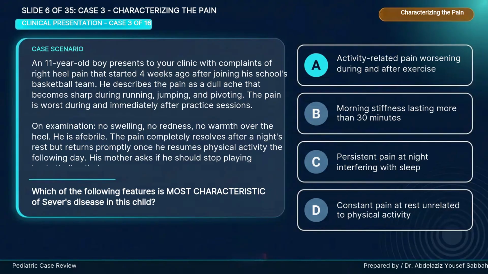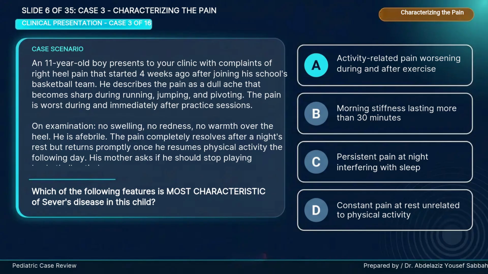Case 3. An 11-year-old boy presents with right heel pain that started 4 weeks ago after joining his school basketball team. He describes the pain as a dull ache that becomes sharp during running, jumping, and pivoting, and is worse during and immediately after practice sessions. On examination, there is no swelling, no redness, and no warmth over the heel. He is afebrile. The pain completely resolves after a night's rest, but returns promptly once he resumes physical activity the following day. Which of the following features is most characteristic of Sever's disease in this child?